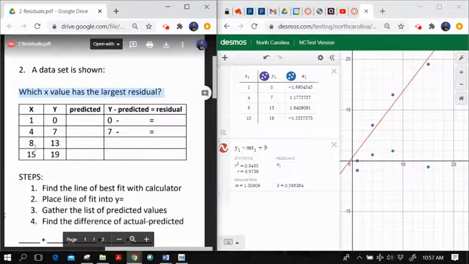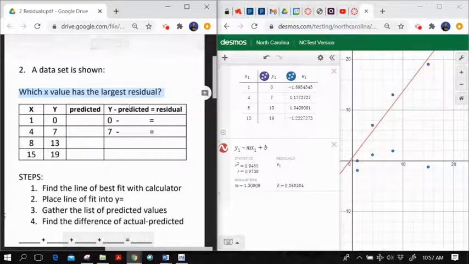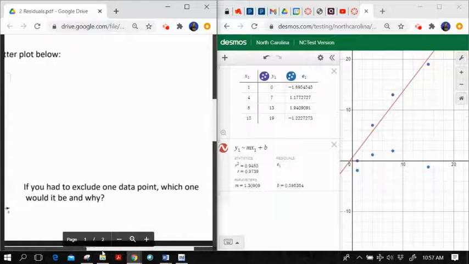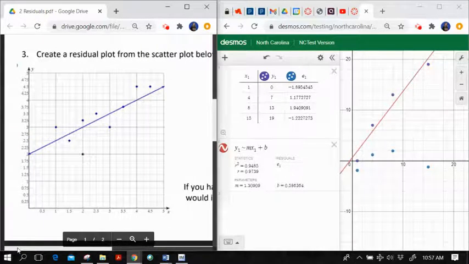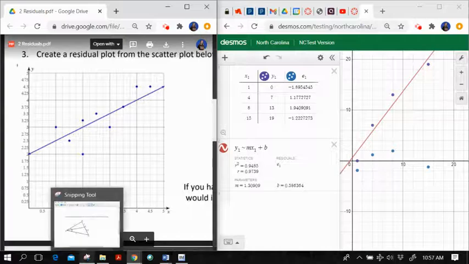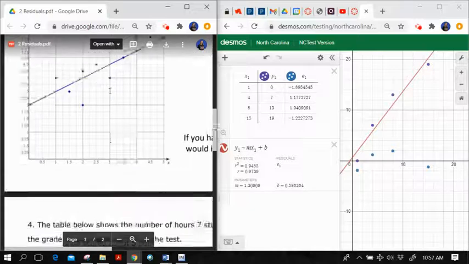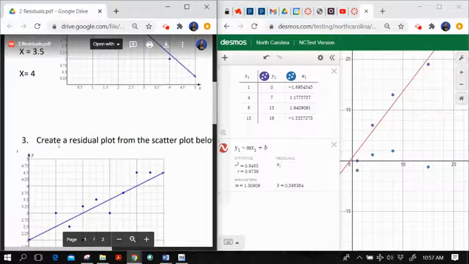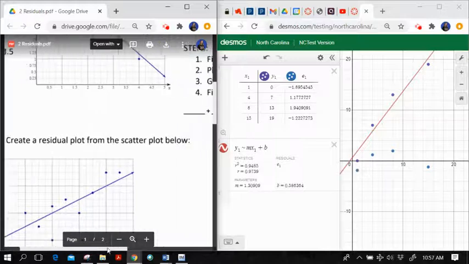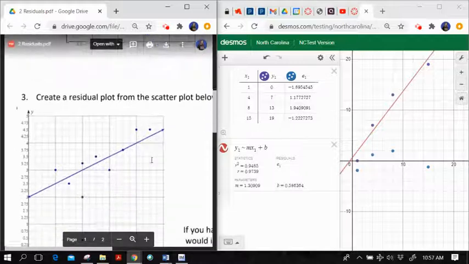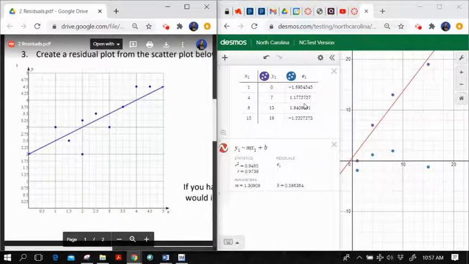And we got that same answer in the original video using the TI-84. Let's look at this right here. I had showed you by doing it by hand how to create a residual plot down here. So create a residual plot from this scatter plot below. And we did that together in the notes. Now you also could just take these ordered pairs and type them into your Desmos calculator and get a residual plot that way.